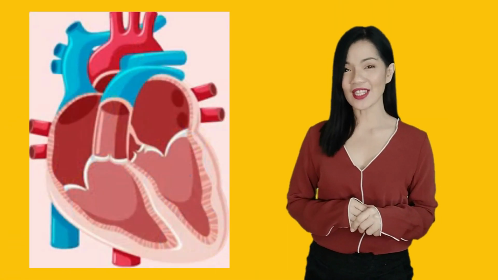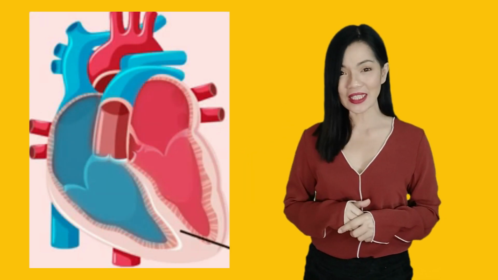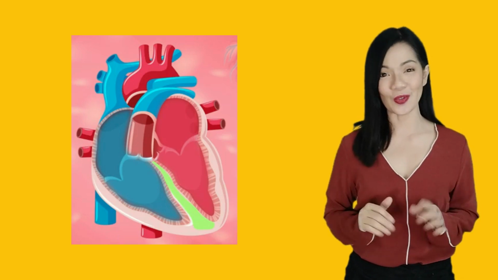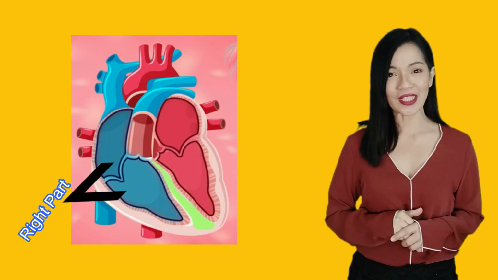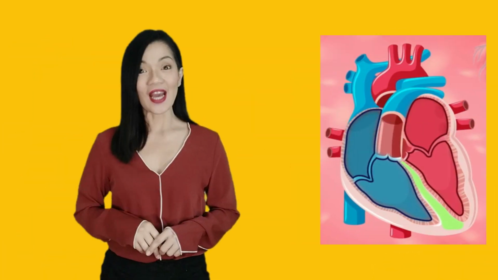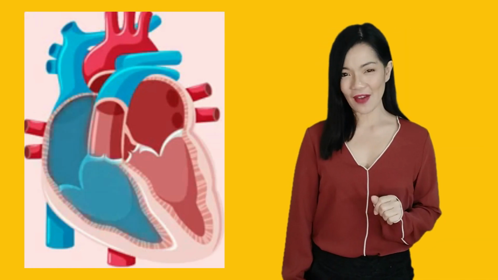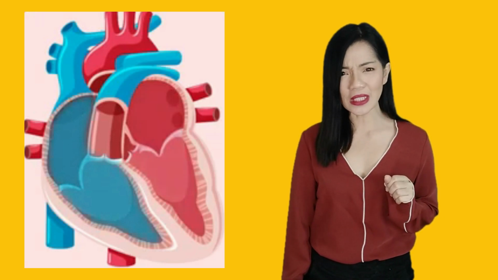So how does your heart do that? The heart is divided into two parts, the right part and the left part, separated by a cellular wall. So, they're not connected internally. Each one of these parts has two chambers. So, the right part has two chambers and the left part has two chambers. So, our heart has 4 chambers. So, if anyone has ever asked you, how many chambers does your heart have? You say, my heart has 4 chambers.